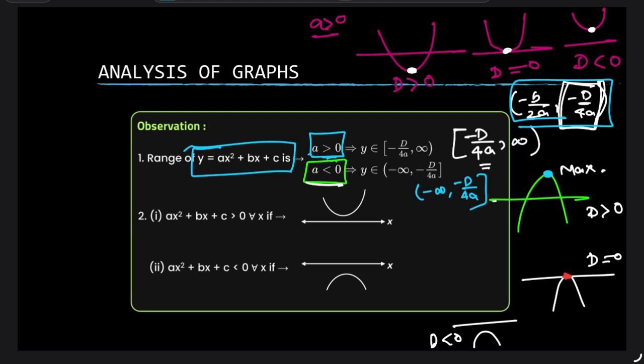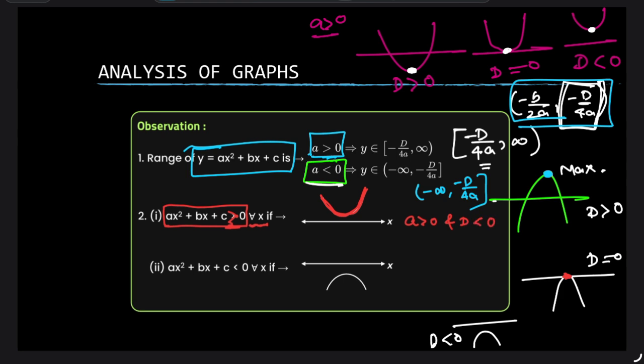Now coming to the second point. What is the second point? The second point is ax² + bx + c greater than 0. The function will be strictly greater than 0 for all x. So what will be the condition? If the graph is strictly greater than 0 for all x, it means it will be like this. Then only it will be strictly greater than 0. And what is this condition? This condition is a greater than 0 and D less than 0.